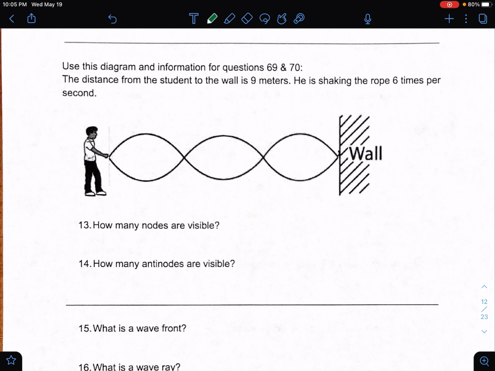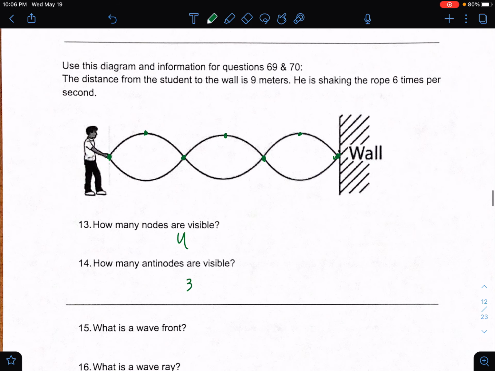Okay, so on this, how many nodes are visible if we look at this? So I have a guy basically making a wave with a fixed end. Okay, so your nodes are going to be in the center where it cancels out. So I have 1, 2, 3, 4 nodes. And then antinodes are going to be at the top and bottom. So you don't have to count top and bottom as 2. Okay, it can just be 1. So this one I actually have 3.